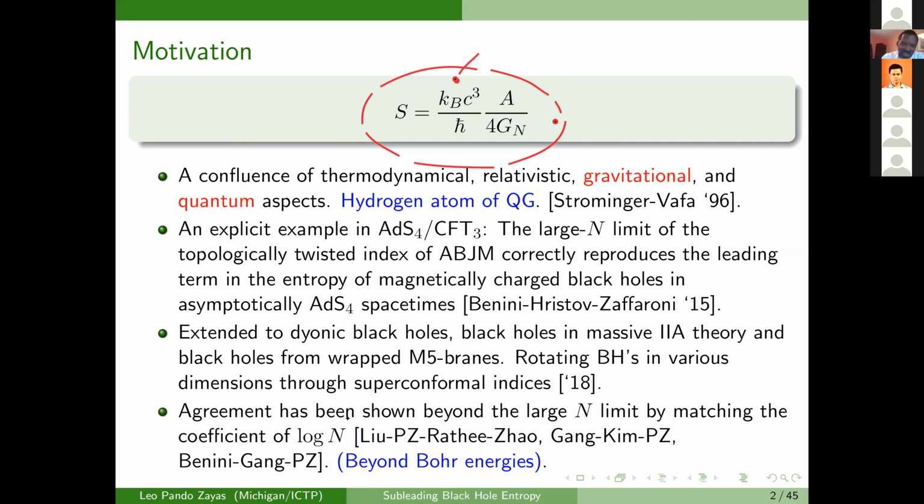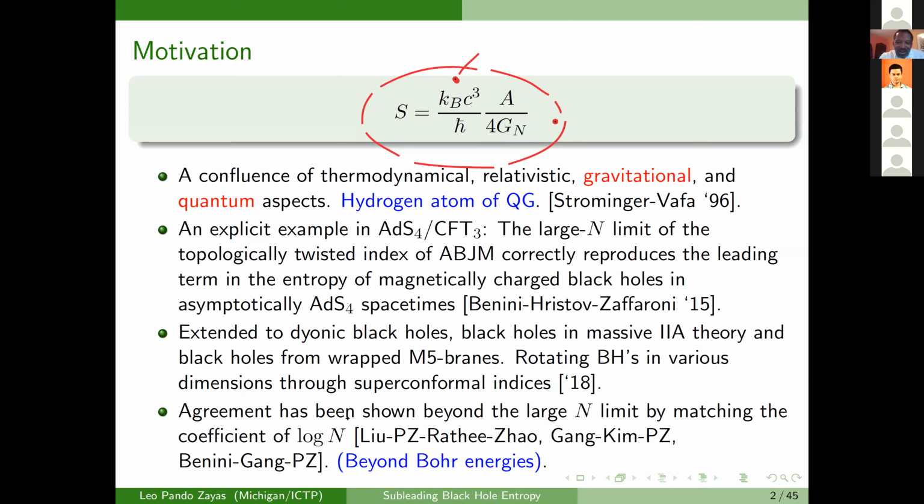These developments that started in 2015 have now been extended to dyonic black holes in massive IIA, many different situations where you have magnetically charged black holes, but also more recently to rotating and electrically charged black holes through the superconformal index. So there's been a really powerful development in the context of AdS/CFT of understanding the microscopic entropy of these black holes.